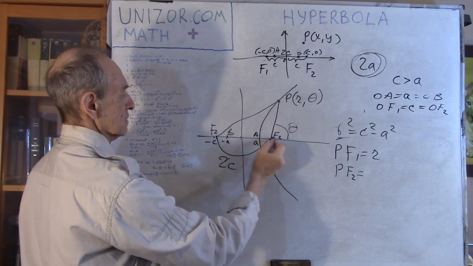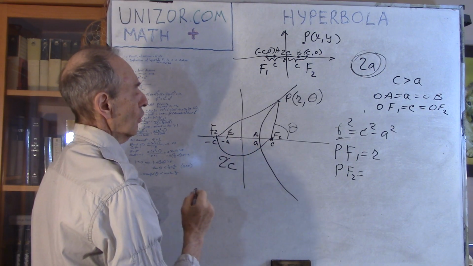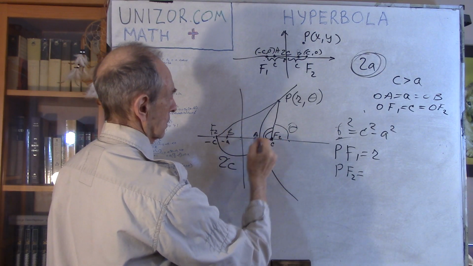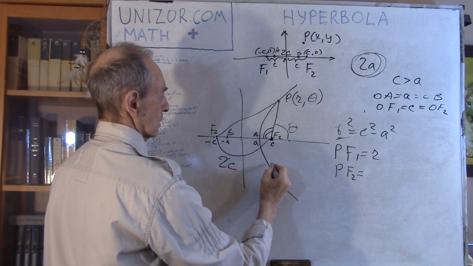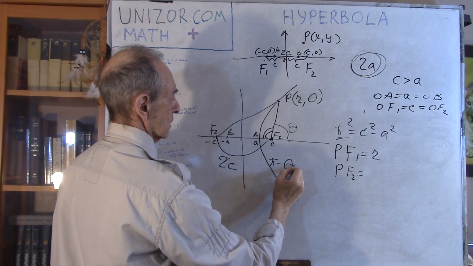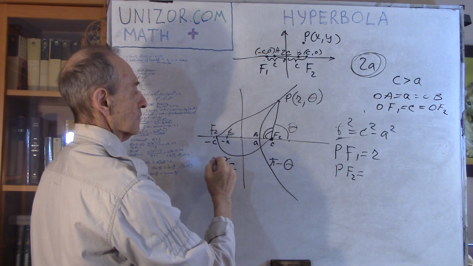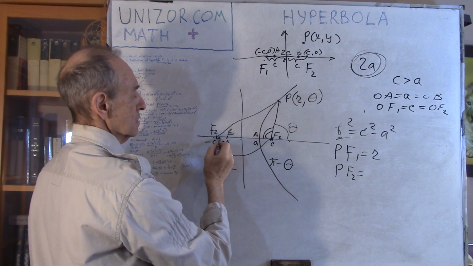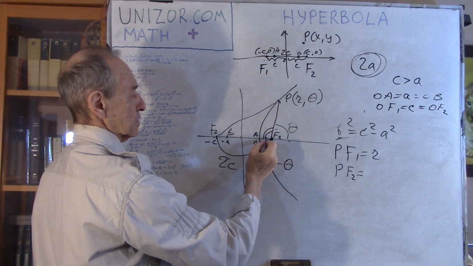C, difference, the distance between two foci. We know this angle, which means we know this angle. So its angle would be pi minus theta, right? So we have two sides, one is r, another is 2c, and we have an angle between them.